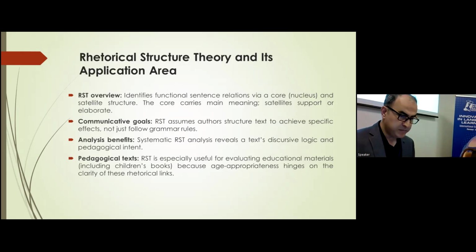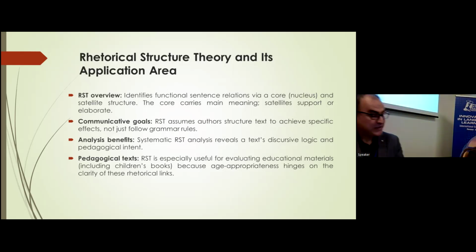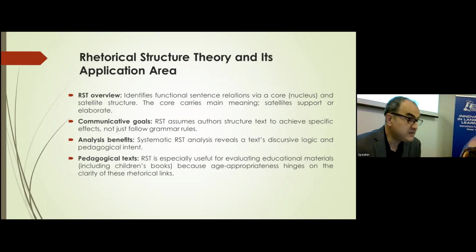What is rhetorical structure theory? Here, we can identify the function of a sentence. It identifies functional sentence relations via core structures, which we call nucleus, and satellite structures. You may ask, what is that? The nucleus is the central idea of the sentences, and the satellite structure gives extra information about the nucleus. It means the central idea, and it gives details about the central idea. It's important that RST assumes authors structure text to achieve specific effects, not just follow grammar rules. Systematic RST analysis reveals the text's discursive logic and pedagogical intent. It's important too. RST is especially useful for evaluating educational materials because, this is the keyword, age appropriateness hangs on the clarity of these rhetorical links.